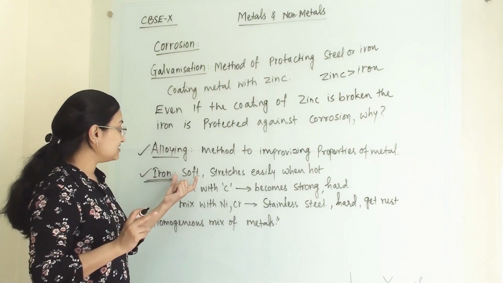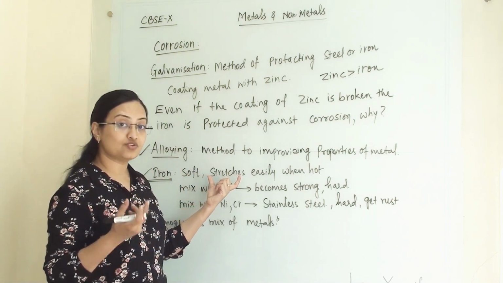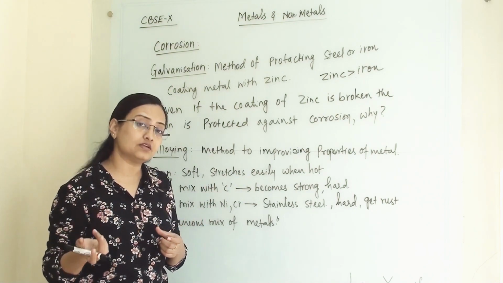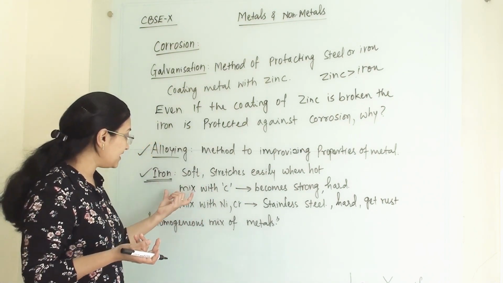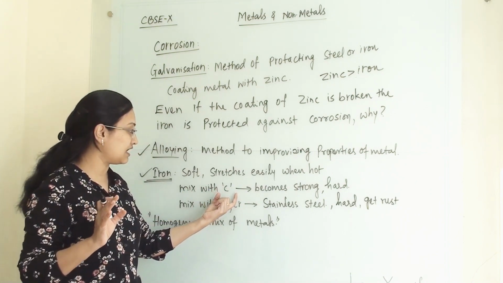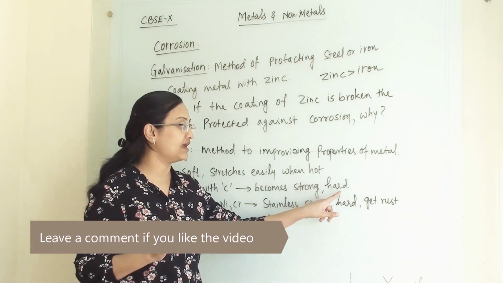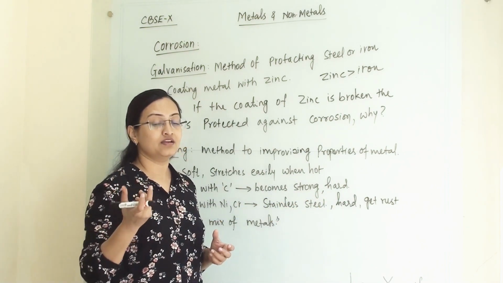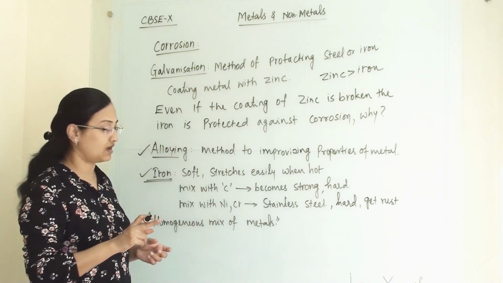The pure iron is soft, and when it is hot we can stretch it very easily, and it will get rust also very easily. When we mix this with carbon, only 0.5% carbon, then it will become strong and hard. So wherever we are using hard iron, we are mixing iron with carbon.